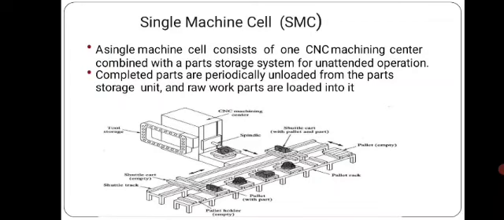So there is a single machine cell consisting of a CNC machining center combined with a part storage system for unattended operations. Completed parts are periodically unloaded from the part storage unit and raw work parts are loaded into it. So you can see this image. The pallet is storing the raw material for the work center. Then after finishing, the completed work is returned to the pallet to dispatch.